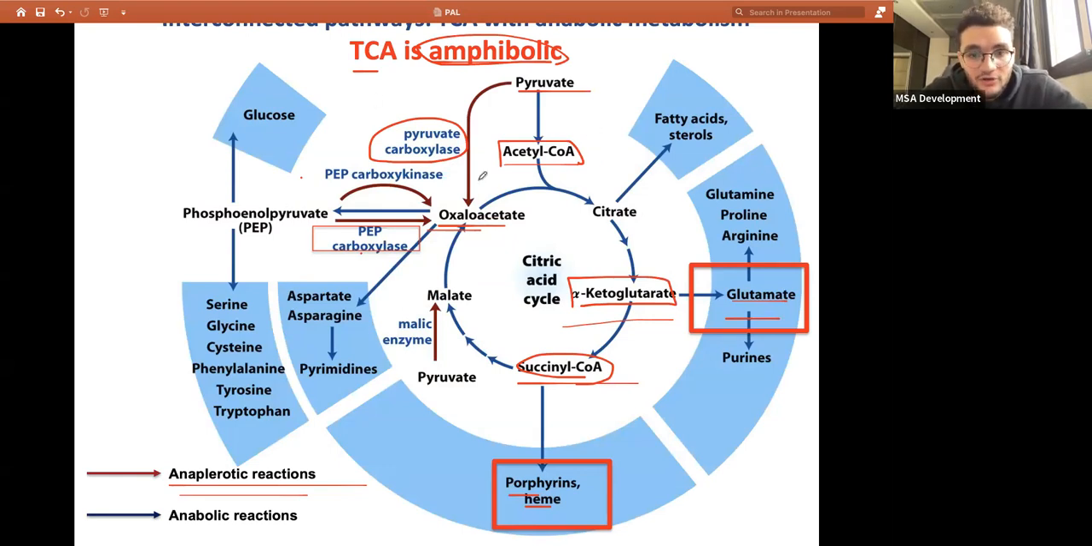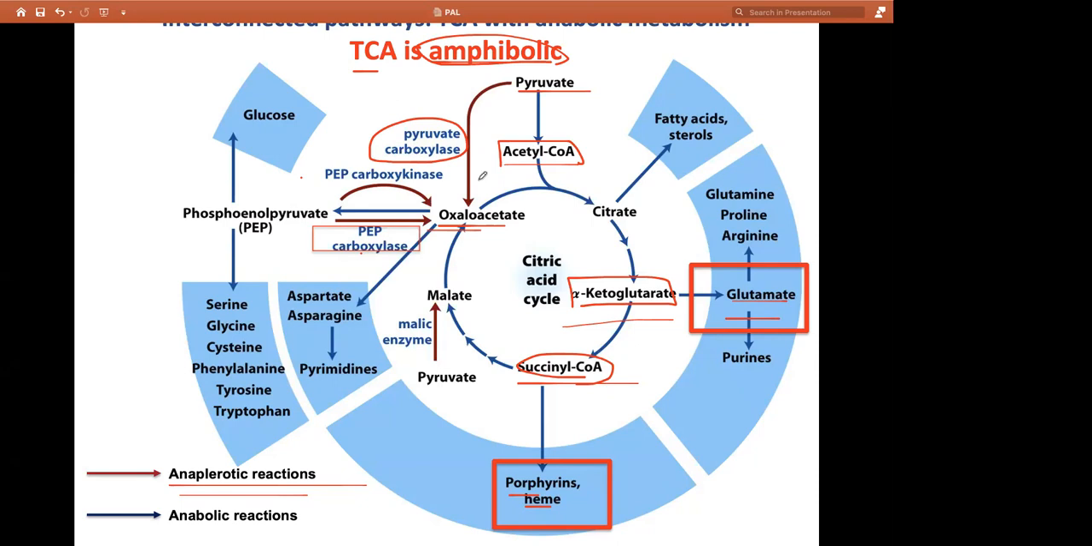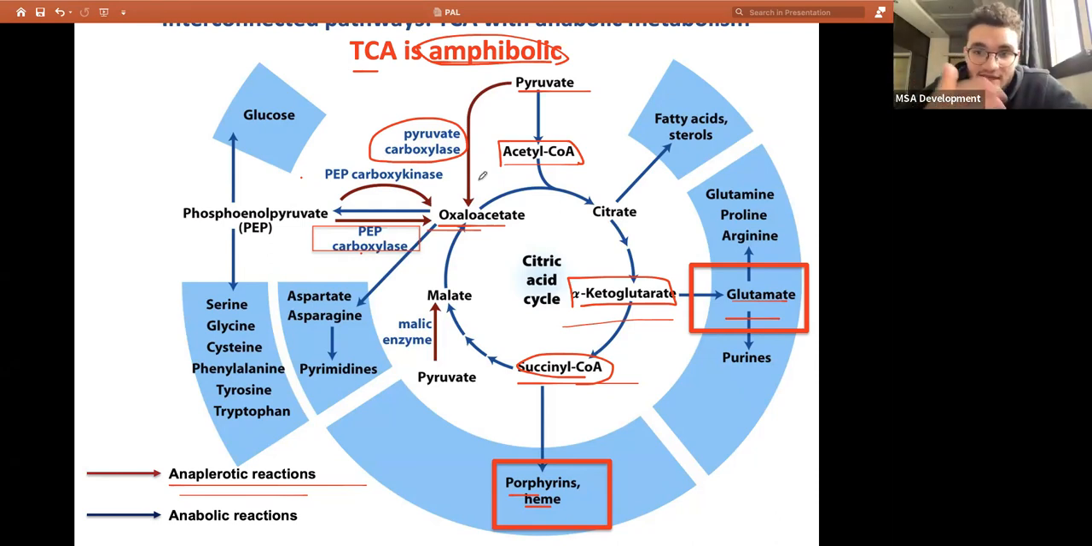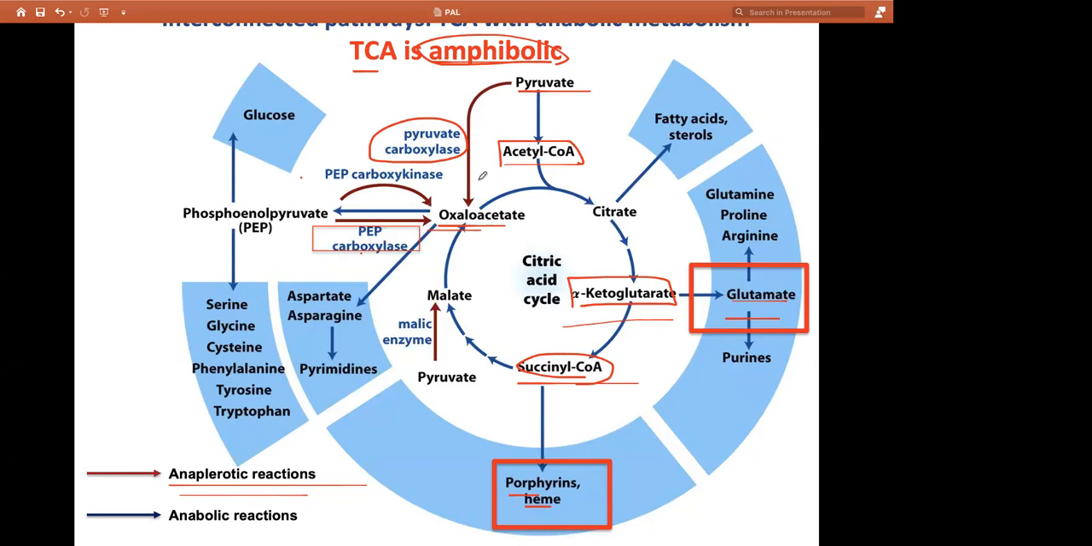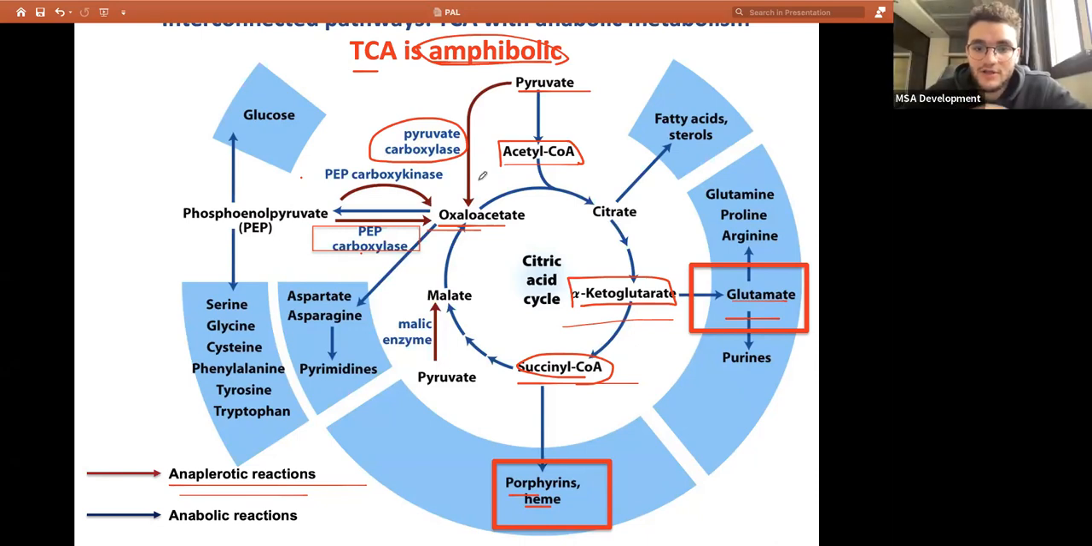So we know the TCA cycle is used for oxidation. You're oxidizing acetyl-CoA, or you can say you're catabolizing acetyl-CoA. They're the same, you're breaking down acetyl-CoA. That's the whole point.